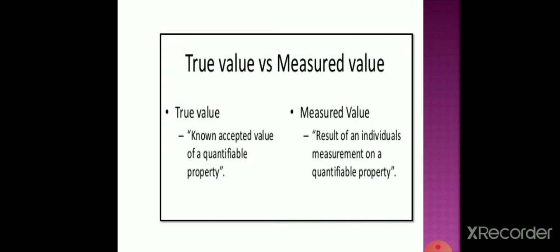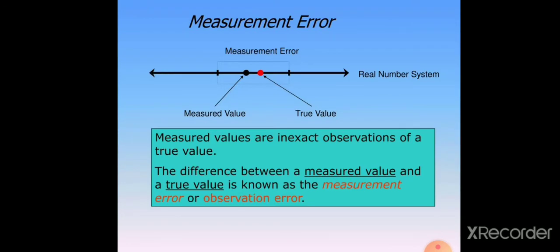Initially, we must know what a true value is and what a measured value is. True value is a known accepted value of a quantifiable property, whereas measured value is the result of an individual's measurement on a quantifiable property. Measured values are inexact observations of a true value. The difference between a measured value and a true value is known as the measurement error or observation error.